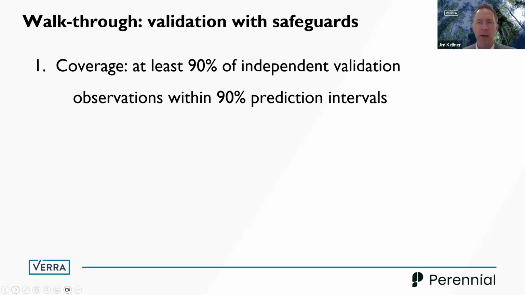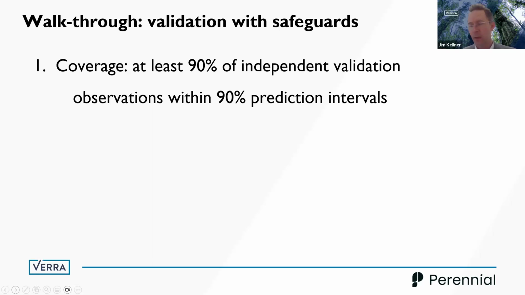We describe in the tool how to calculate that range as a 90% prediction interval, which in plain language means we can be 90% confident that the true value really does fall within the range. We want to see, the tool requires, that at least 90% of the independent validation observations do in fact fall within the 90% prediction interval for the prediction.